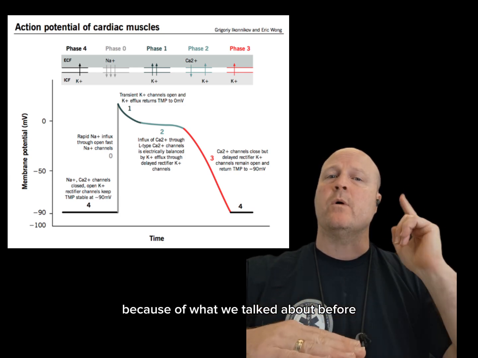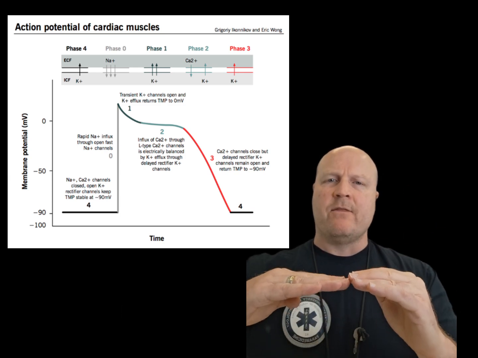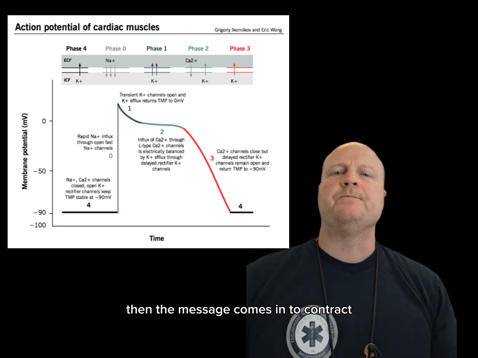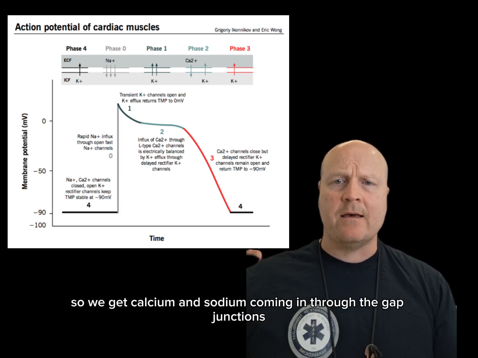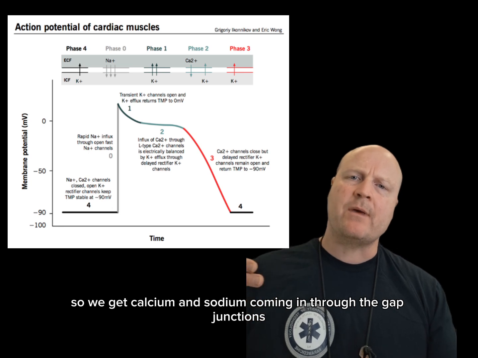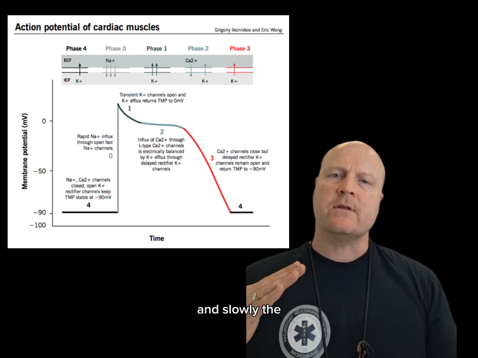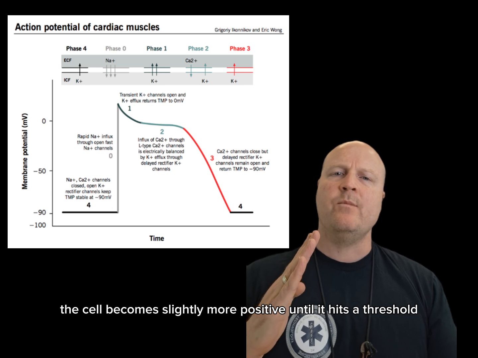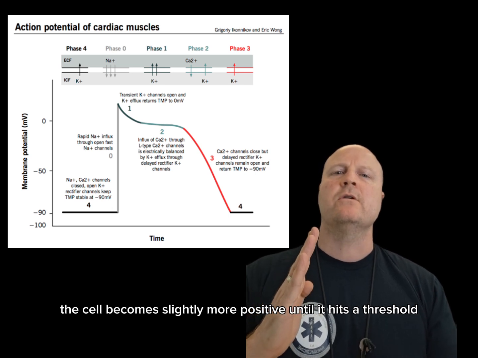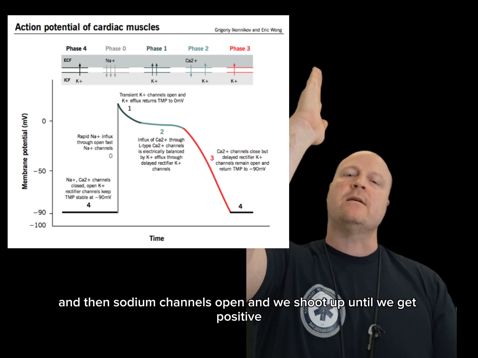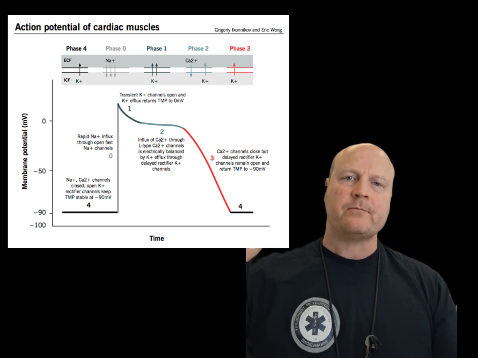Now, if we look at our cardiac myocyte action potential, the resting membrane is nice and negative because of what we talked about before. Then the message comes in to contract. So we get calcium and sodium coming in through the gap junctions, and slowly the cell becomes slightly more positive until it hits a threshold, and then sodium channels open and we shoot up until we get positive.